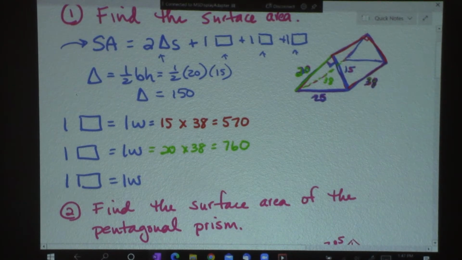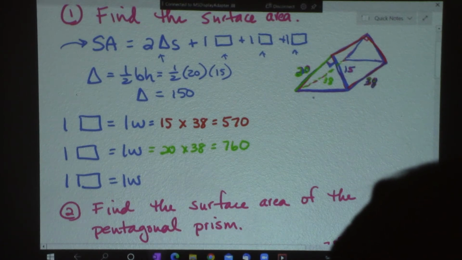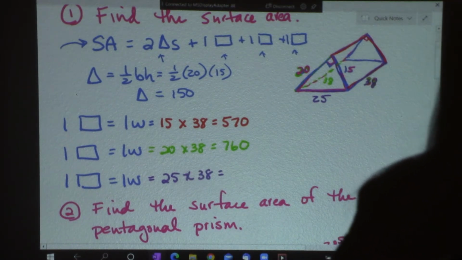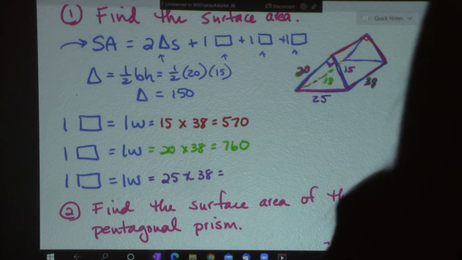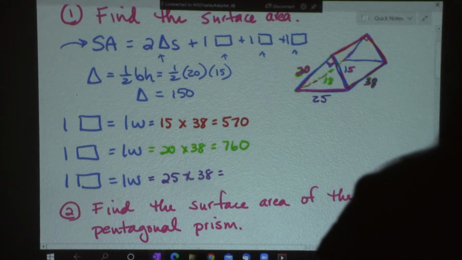Boy, they're looking like rainbow numbers, aren't they? A little bit hard to read. I'll rewrite this one. The bottom one is 25 times 38. Good news, you can use your calculator for this. Just have to show your work. You want to write it all down. So when I multiply 25 times 38, I get 950.